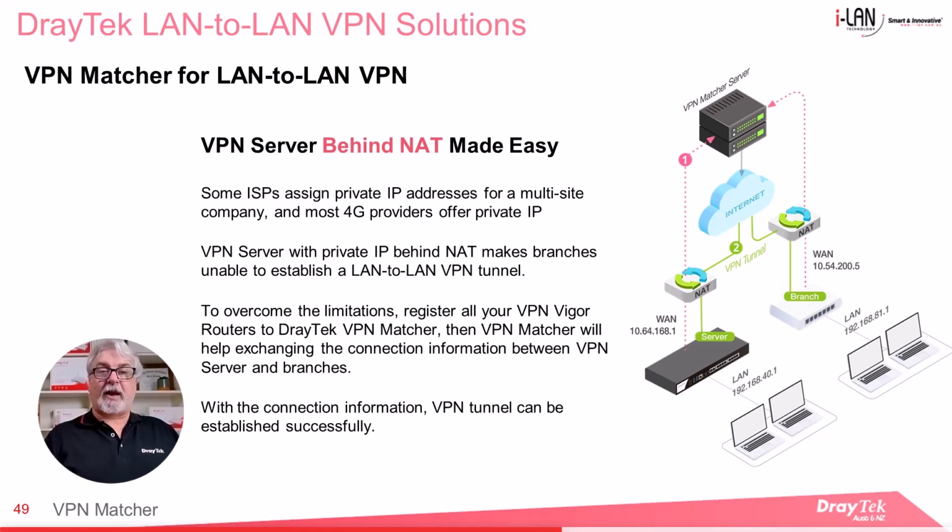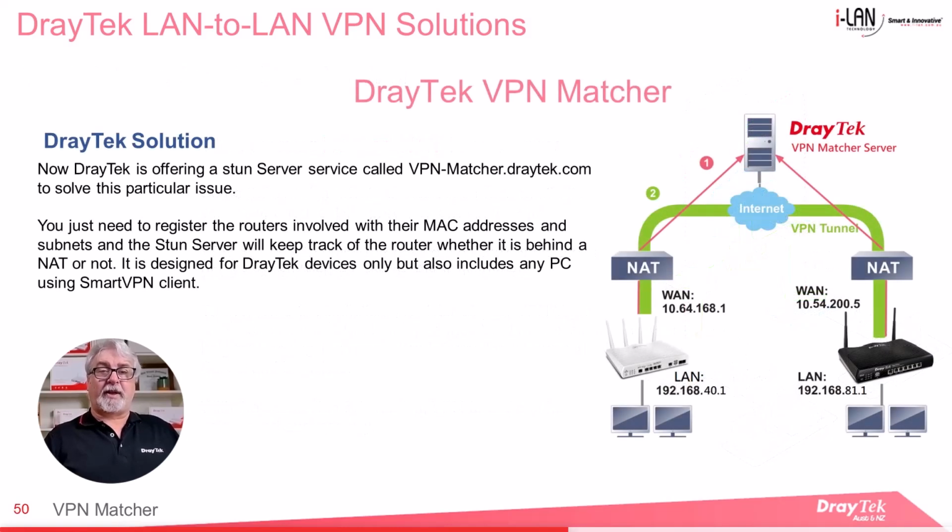When DrayTek VPN routers are registered with the same DrayTek VPN Matcher account, they can locate each other, allowing them to establish a secure end-to-end encrypted VPN tunnel between the two routers, even if the public IP is hidden behind NAT or is dynamic. To use it, you just need to register the routers involved with their MAC addresses and subnets on the VPN Matcher website, and the STUN server will keep track of the routers whether they are behind NAT or not. It's designed for DrayTek devices, but also includes any PC using the Smart VPN client.